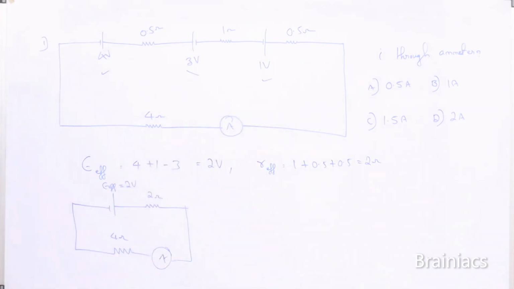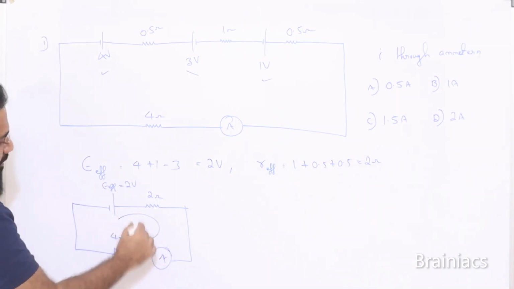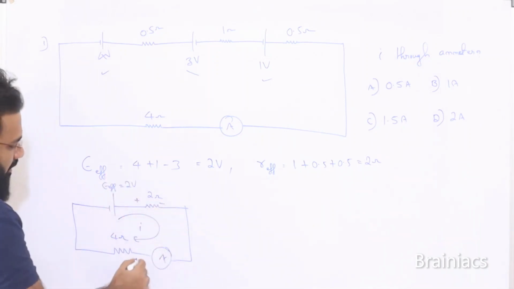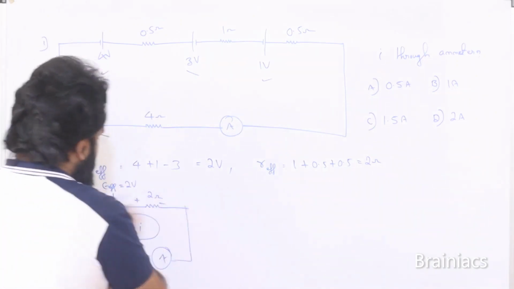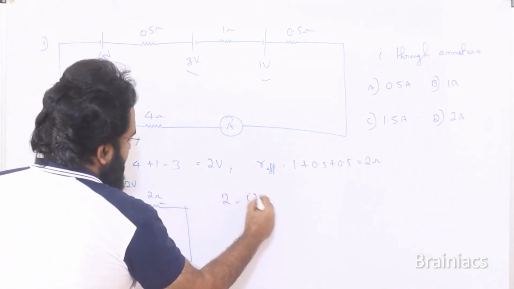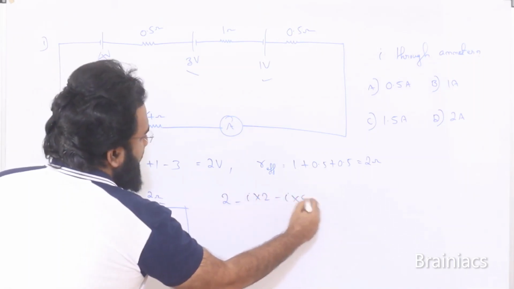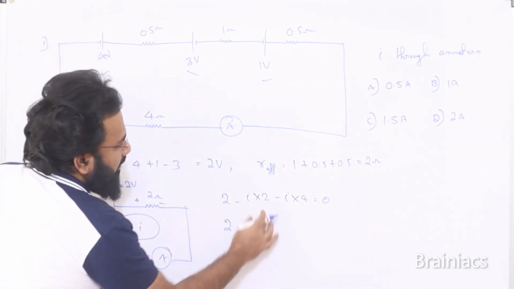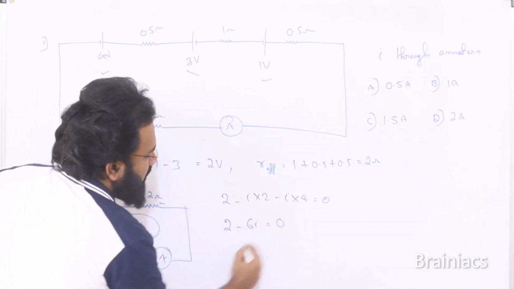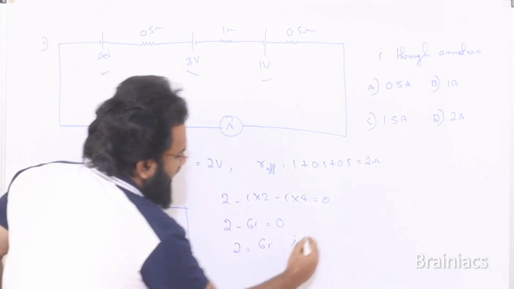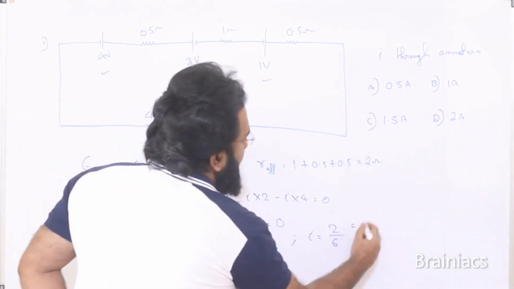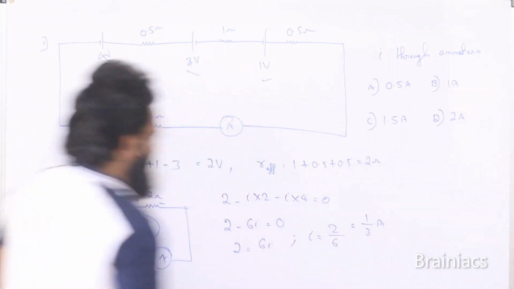So now this is the new circuit. The current can flow in either direction, no problem, we'll get the answer. So plus minus we can take. Here again 2 minus I into 2 minus I into 4 is equal to 0. So 2 minus 6I is equal to 0. 2 is equal to 6I. I is nothing but 2 by 6, or we can say 1 by 3 ampere.